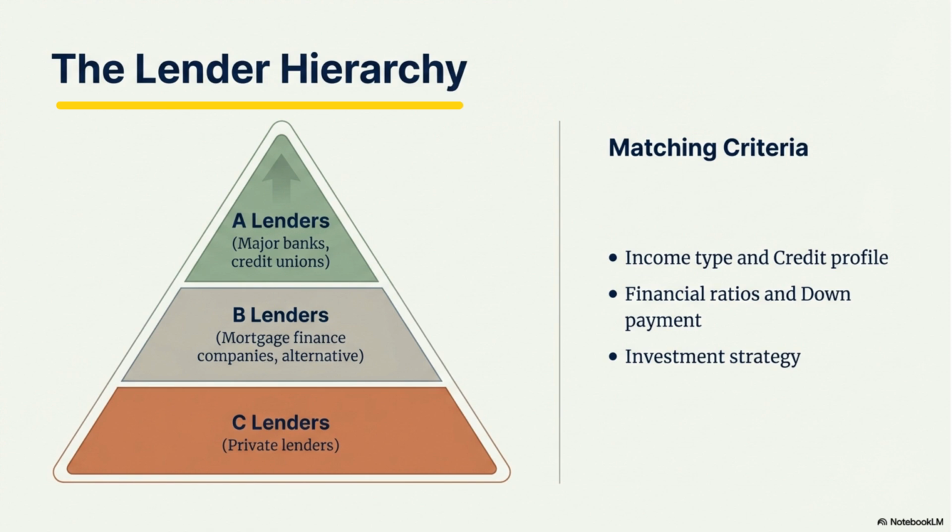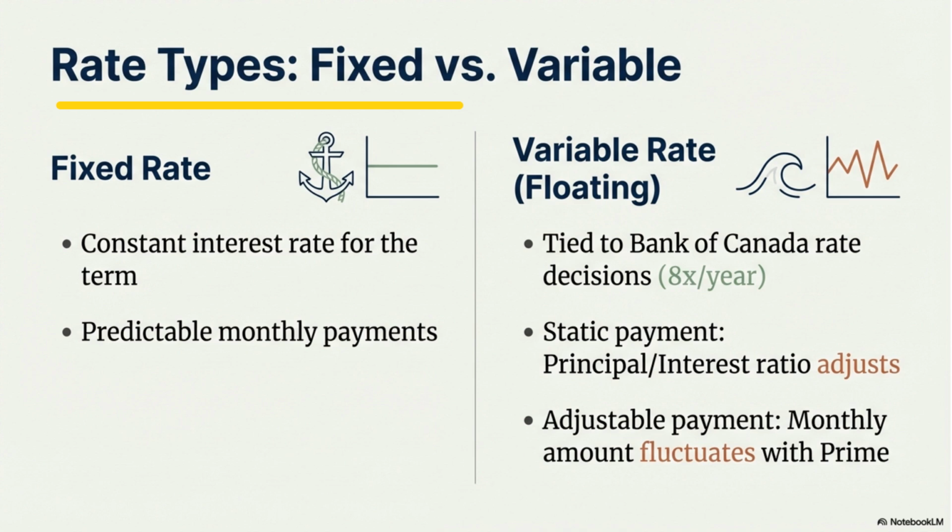Lenders can be categorized into 3 categories: A lenders, which are the major banks and credit unions; B lenders, which are the mortgage companies and alternative lenders; C lenders, which are private lenders. As mortgage brokers, our role is to thoroughly understand your situation and match you to the right lender based on your income type, your credit profile, your financial ratios, your down payment, and your investment strategy and financial goals. This is the difference between getting a no from a bank and a yes from the right lender who matches your specific situation. Now let's talk about the 2 main mortgage rate types: fixed and variable rate.